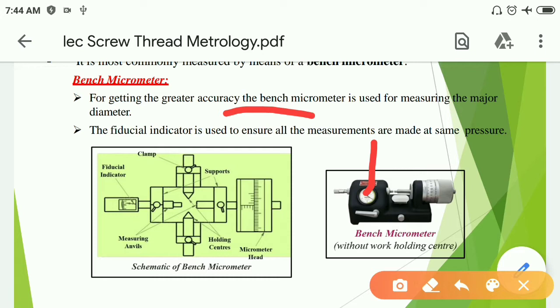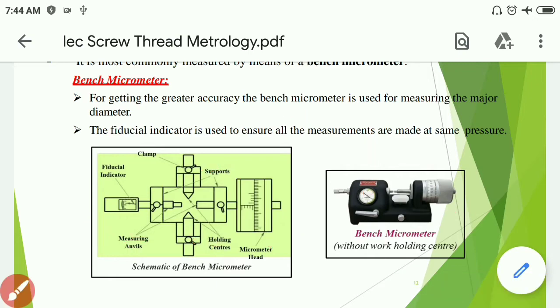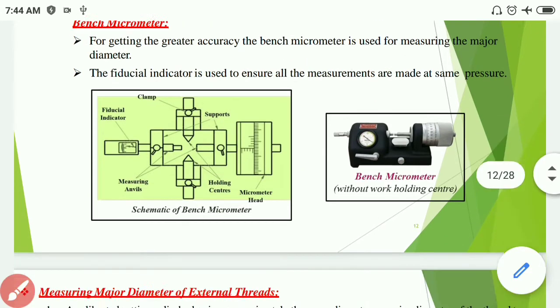Here the fiducial indicator is there, here the micrometer head is there, here two supports are there, here two holding centers are there as shown in the figure, and here the measuring anvil is there. The bench micrometer without work holding center is shown in the figure. Now let's understand in detail.